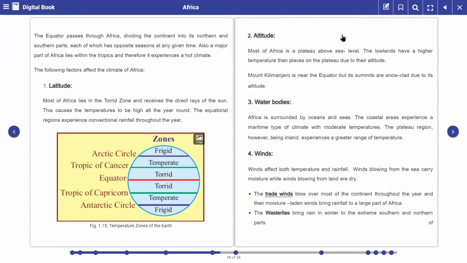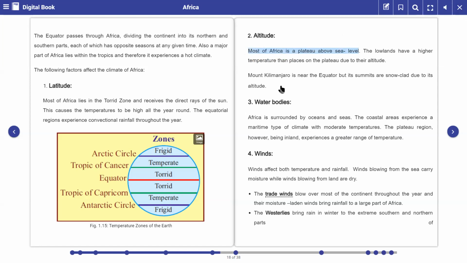And Mount Kilimanjaro, this is very, very important. You can encircle it in your notebook that Mount Kilimanjaro is very near to the equator, but its summits are snow-clad due to its altitude. All right, so please underline this. Basically, in altitude, you need to remember that most of Africa is a plateau above sea level, and therefore the lowlands have higher temperature than the plateau region, and Mount Kilimanjaro is near to the equator.